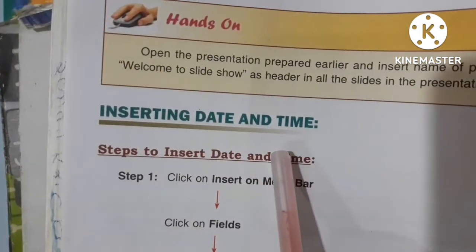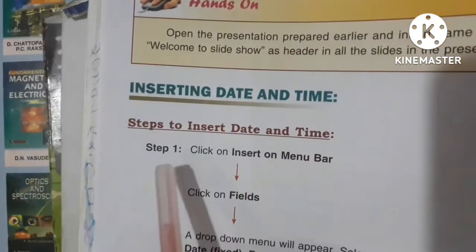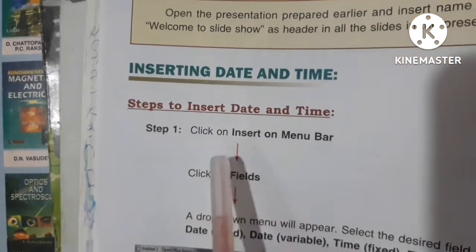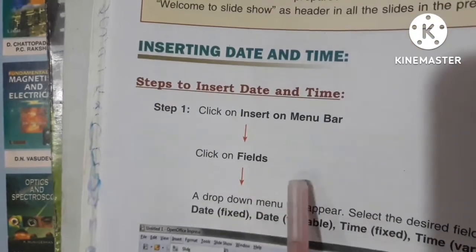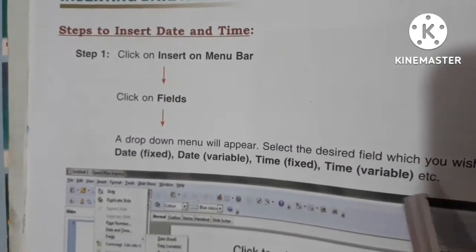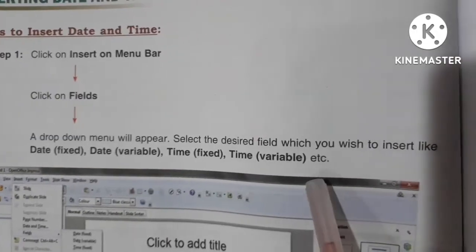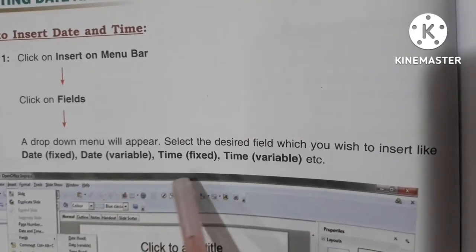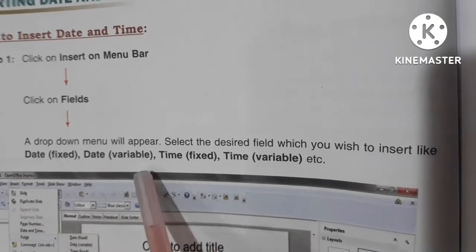Inserting date and time. This is also essential. Steps to insert date and time: Click on Insert on the menu bar. Click on Fields. A drop-down menu will appear. Select the desired field which you wish to insert, like date fixed, date variable.